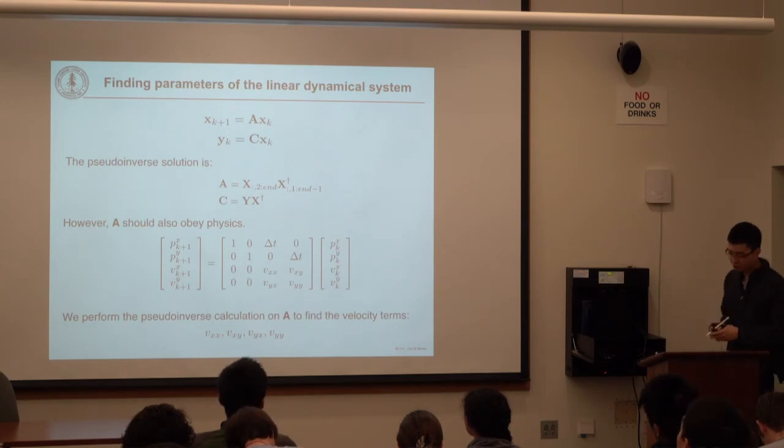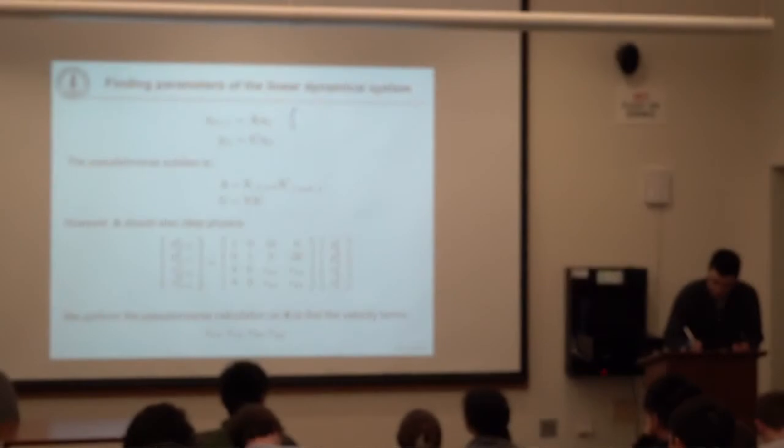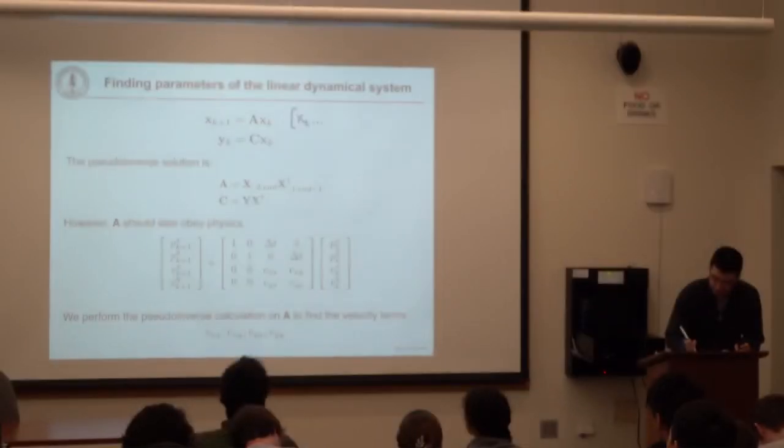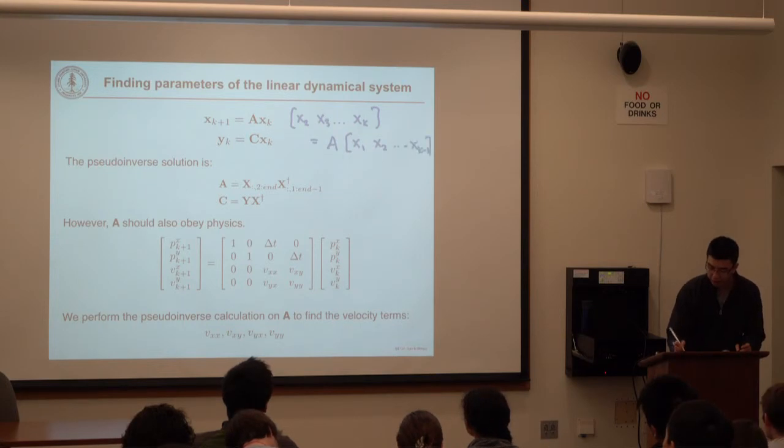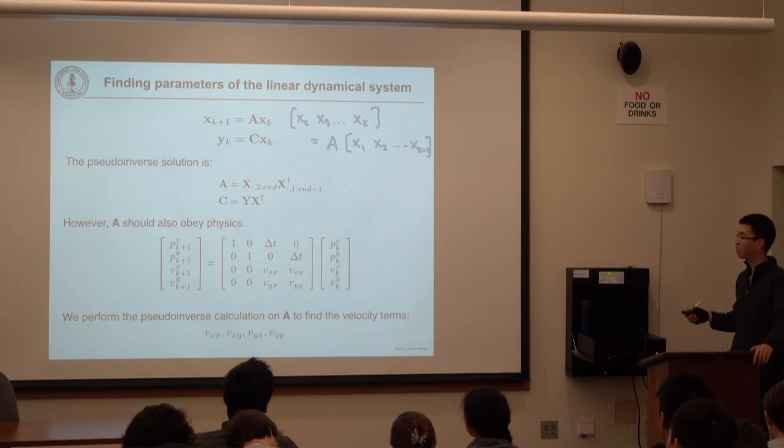Concretely, for these equations, what we would do is write x2, x3, all the way up to xK, equal to A times x1, x2, all the way up to xK minus 1. Is that all clear to everyone? This is just simple matrix multiplication. So x2 is equal to A times x1. x3 is equal to A times x2.